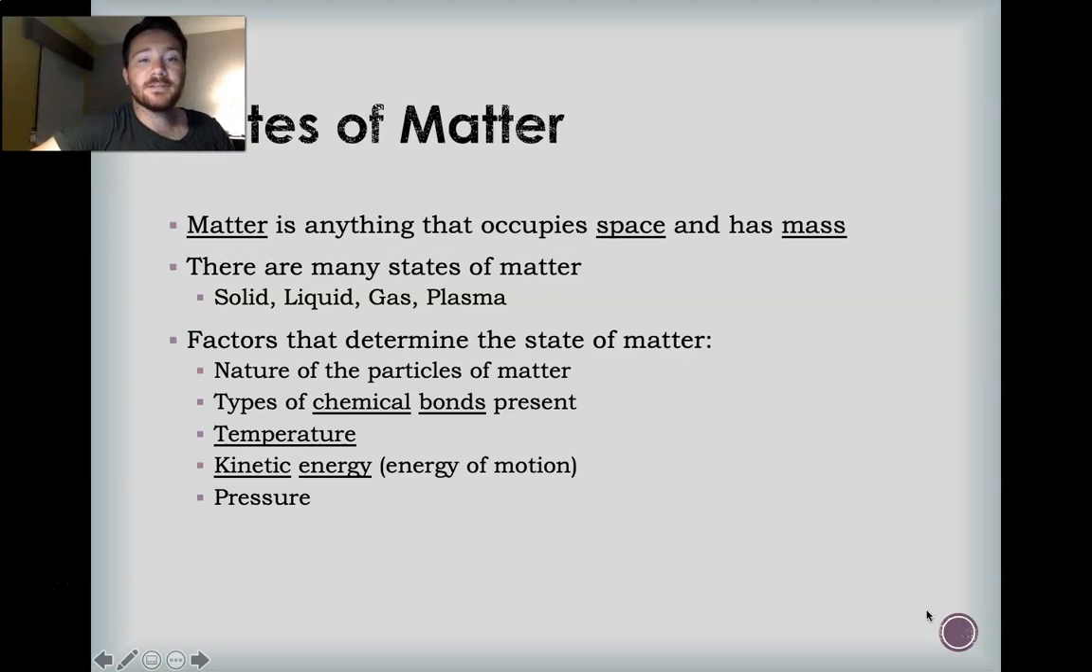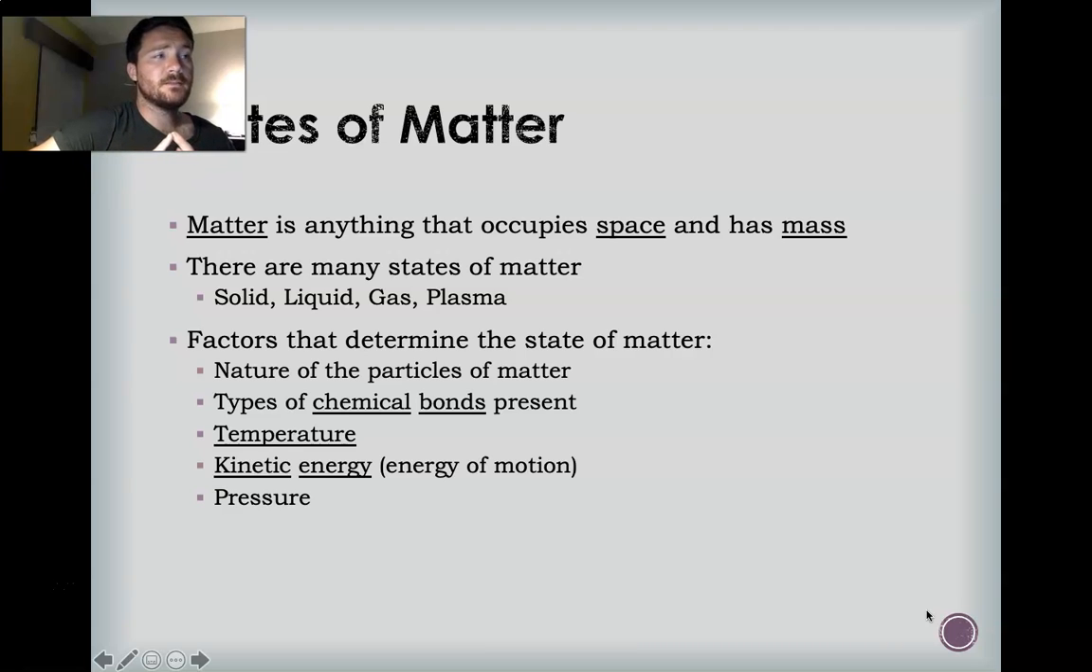There are lots of different states of matter: solid, liquid, gas, plasma. We're going to go through those individually. And the state of matter is affected by certain factors. This factor will be an essay question. I believe an essay on your quiz tomorrow, as well as an essay on your test: what affects the state of matter. The nature of the particle present.